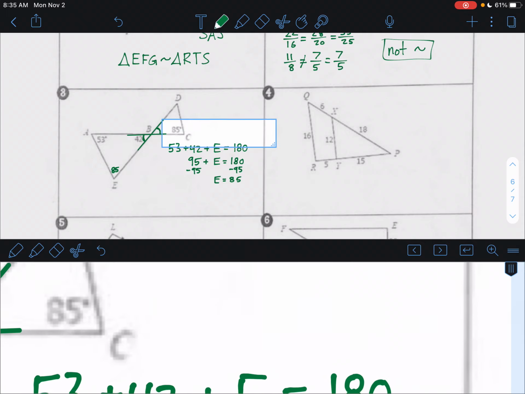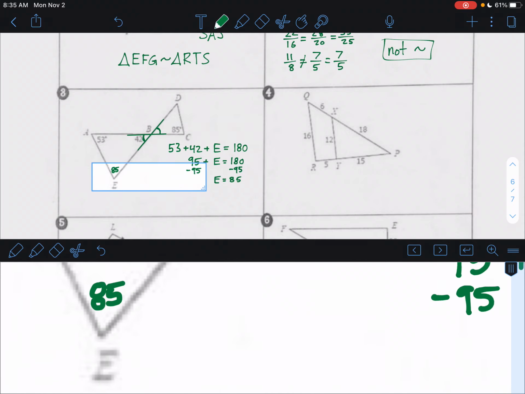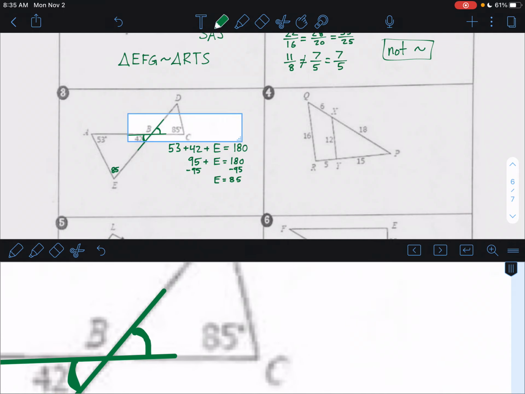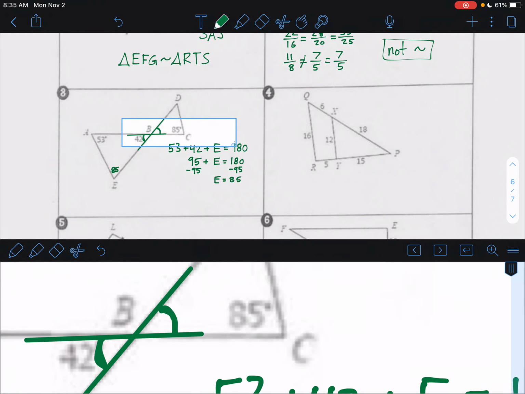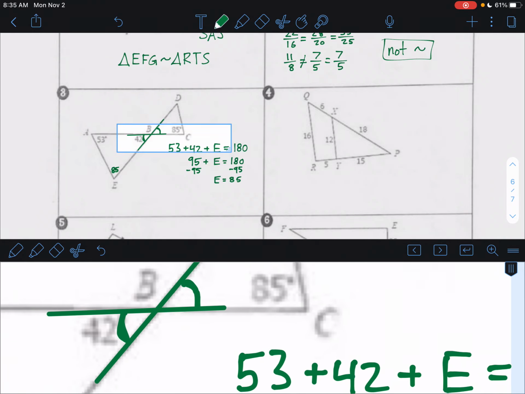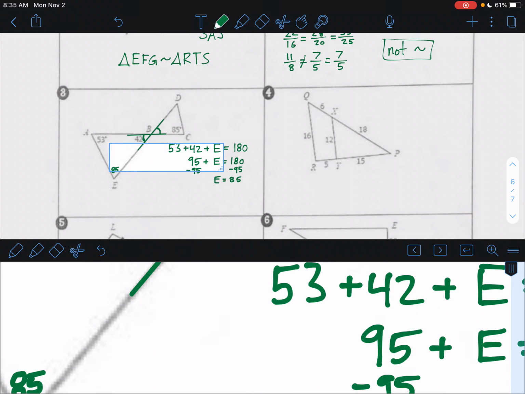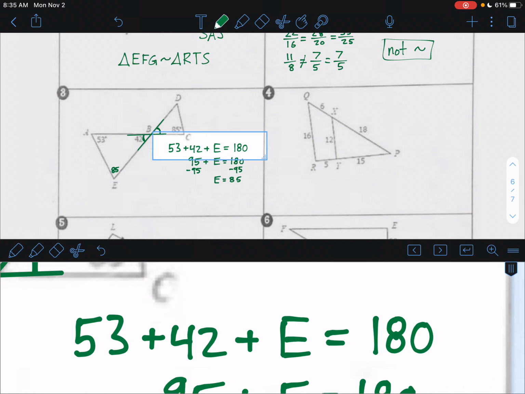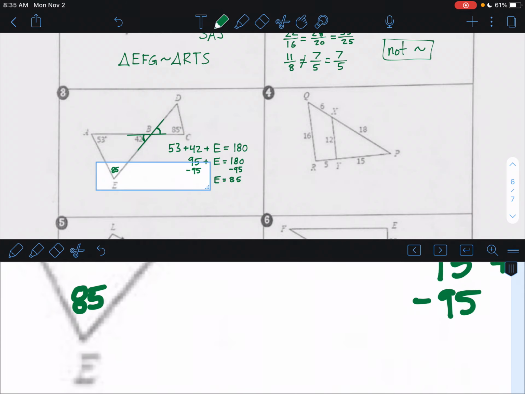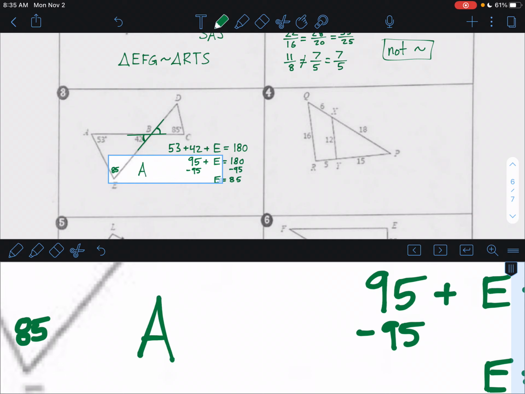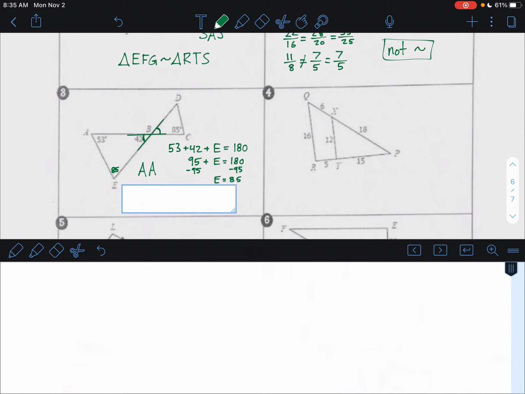So that means this is 85. And C is also 85, which is perfect because now I know that this angle ABE matches up with this angle DBC. And I know that E is congruent to C. Therefore, I'm able to conclude that these are similar by AA, angle-angle, because I know about 2 congruent angles within each triangle.